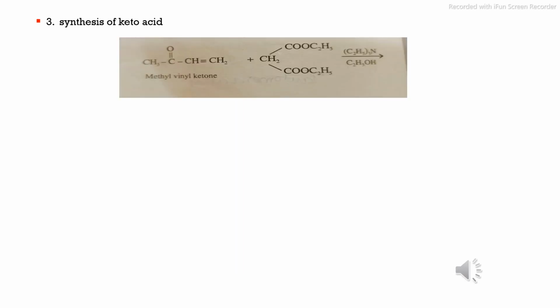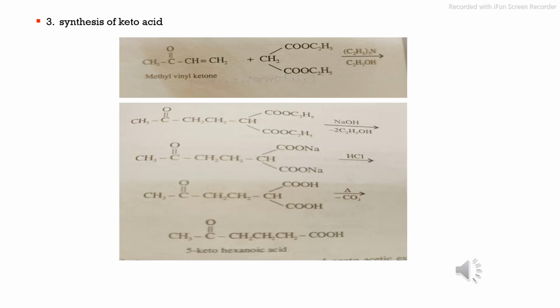Another application of Michael reaction is synthesis of keto acid. So when alpha beta unsaturated ketones react with active methylene ester, they give the Michael adduct, which on hydrolysis and decarboxylation gives a keto carboxylic acid. For example, synthesis of 5-keto hexanoic acid. So when methyl phenyl ketone reacts with malonic ester in the presence of a weak base, it gives the Michael adduct.